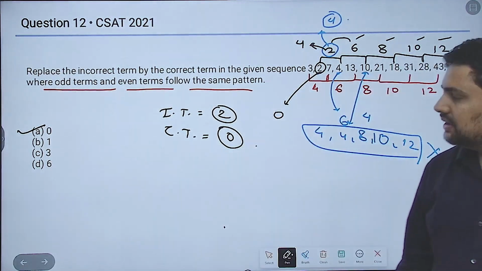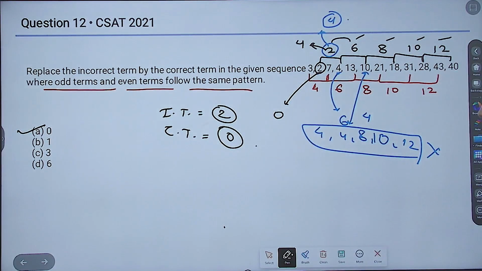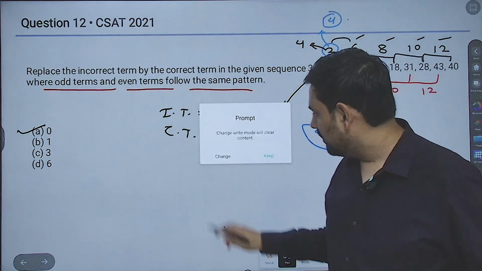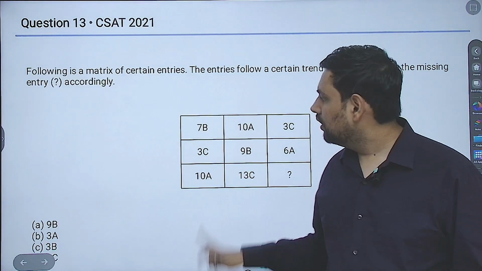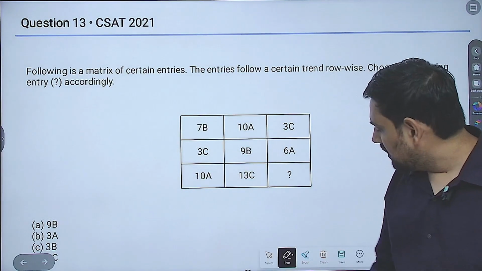Understood? Simple. Then let's do another one. Yeah, this is a fairly easy one.